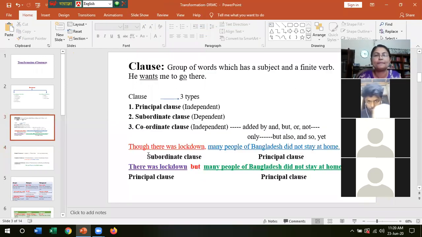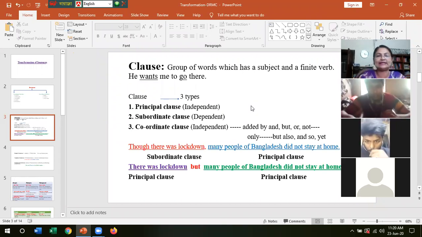So in this sentence, though there was lockdown, many people of Bangladesh did not stay at home. Boys, please tell me, what type of sentence is this? Is it simple, complex, or compound? Unmute yourself. Complex. And then answer. It's complex. Very good. It is a complex sentence.